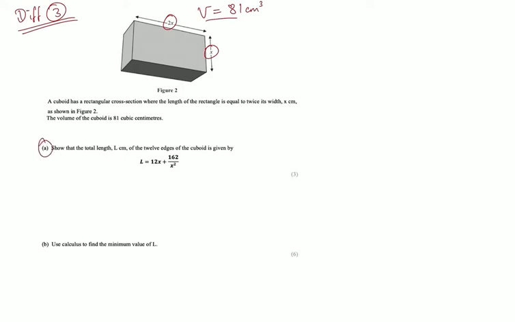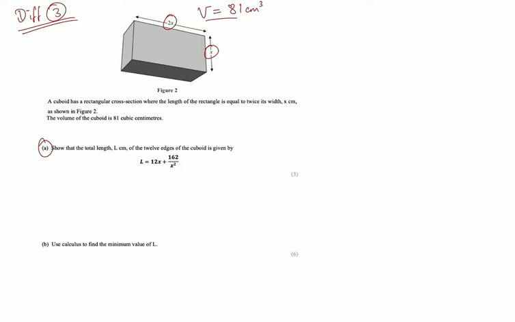Part A. Show that the total length L of the 12 edges of the cuboid is given by, and there's the formula. Okay, so this is a really classic question where you have to use a few bits of information to try and find a formula for either the length or the volume.